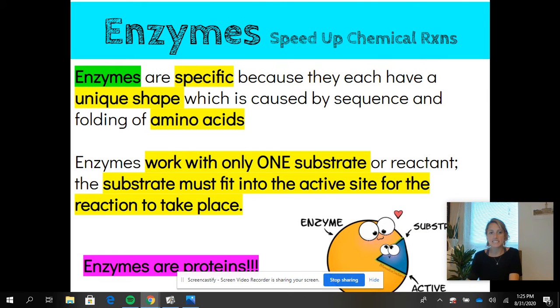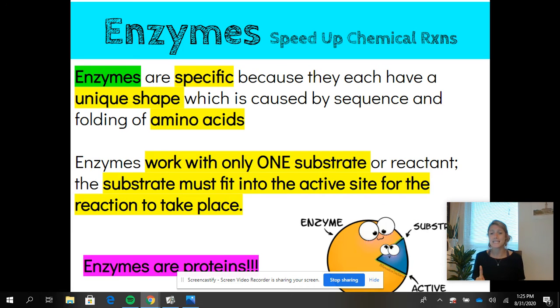Hey biologists, today we are going to be talking about a specific type of protein called an enzyme. If you remember when we talked about this in the past, the job of enzymes is to speed up chemical or metabolic reactions that are happening in our bodies or any other living organism's bodies. So we're going to go through enzymes and specific properties that enzymes have.